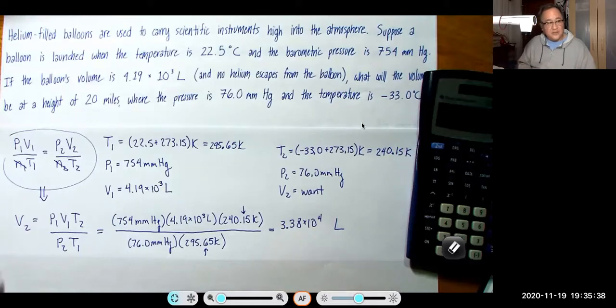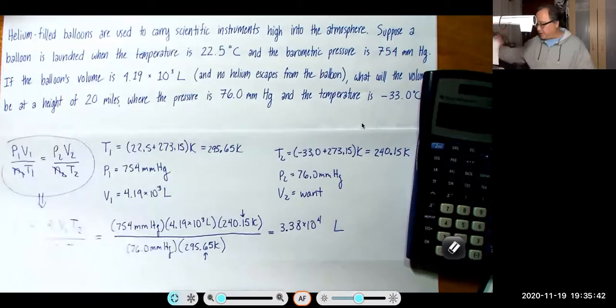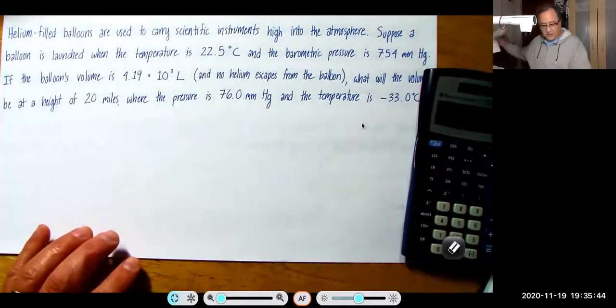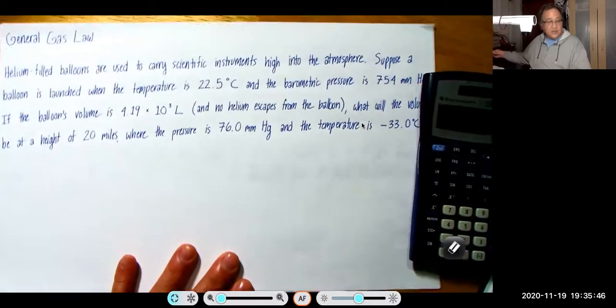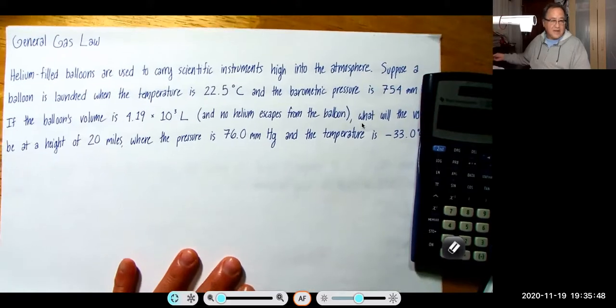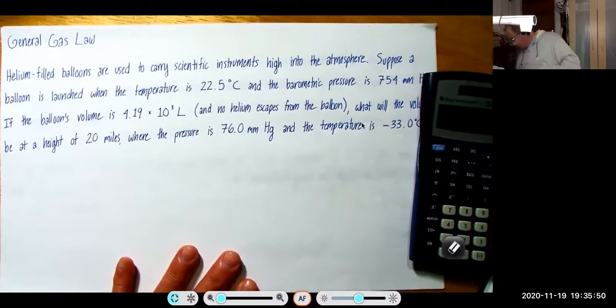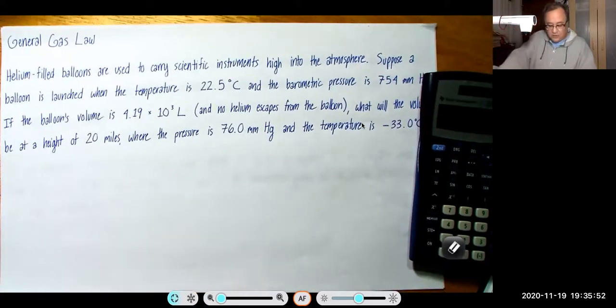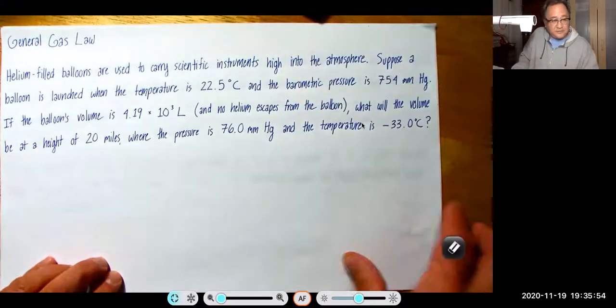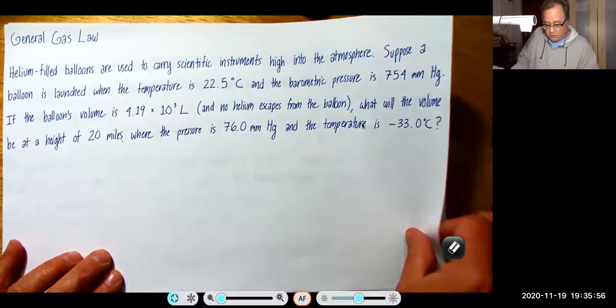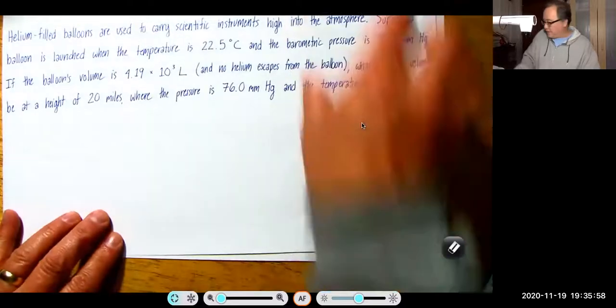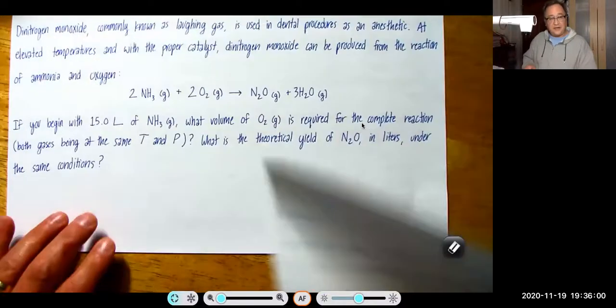So here's this problem. Now, which gas law did we use? Well, they call this gas law in our book the general gas law. I call it the combined gas law. Did we need to know whose law that was to be able to use it? The name of it? Nope, not one bit. Okay, let's put that off to the side.